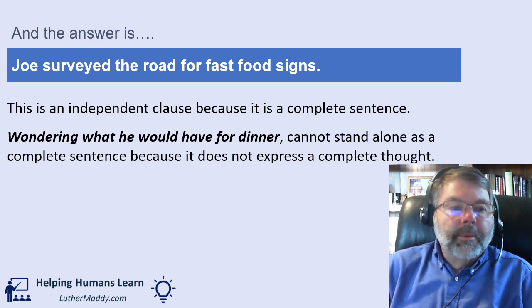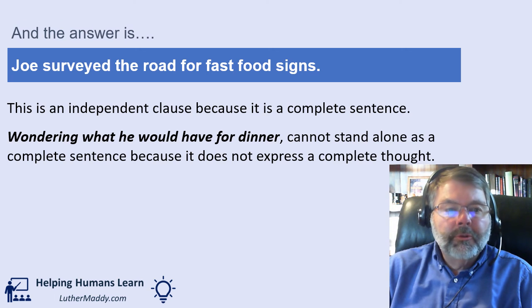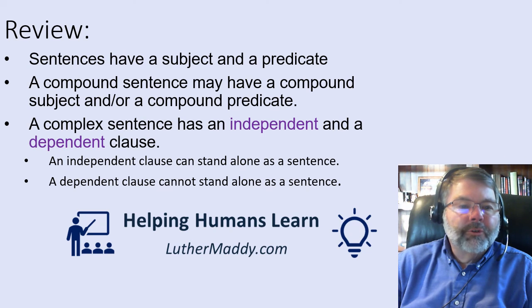Of course, I know that you picked Joe surveyed the road for fast food signs. That is the independent clause because it can stand alone as a complete sentence. It has a subject and a predicate, and it makes perfect sense by itself. Remember, the other clause, the dependent clause, is dependent upon this particular clause in order to make sense. So good job again.